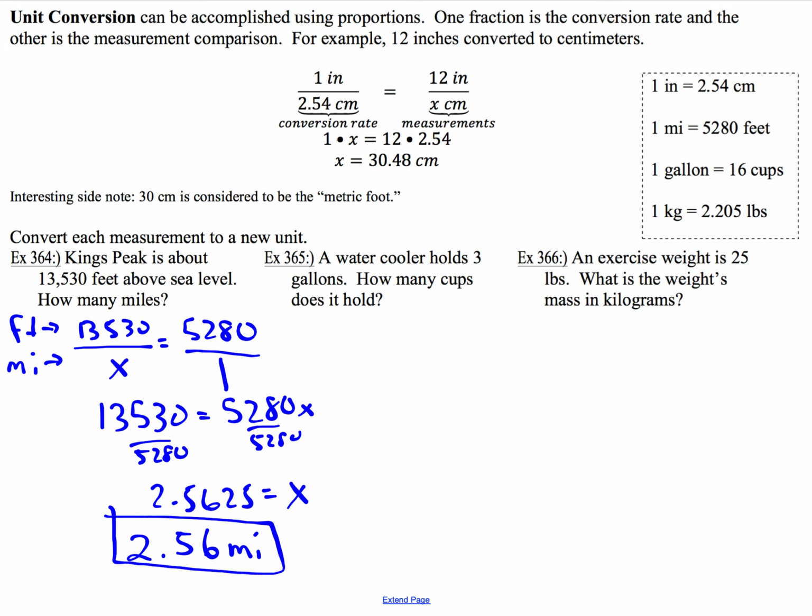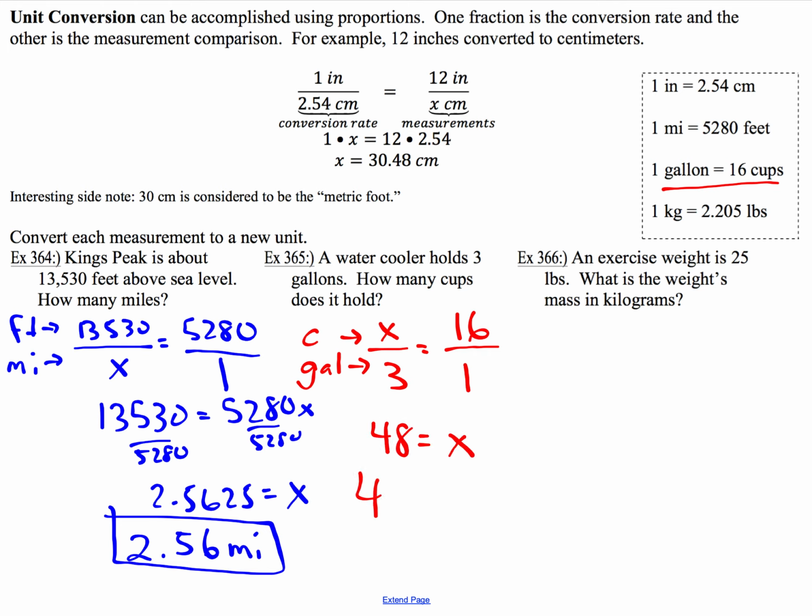A water cooler holds 3 gallons. How many cups does it hold? Okay, on this one, we are comparing cups to gallons. So let's put cups on top and gallons on bottom. We've got 3 gallons, we don't know how many cups. And over here we know that 1 gallon is 16 cups. We cross multiply here, 3 times 16 is 48, 1 times x is x. We get 48 cups.